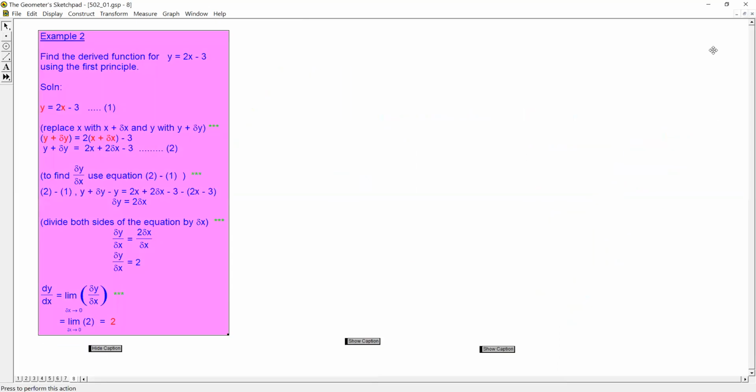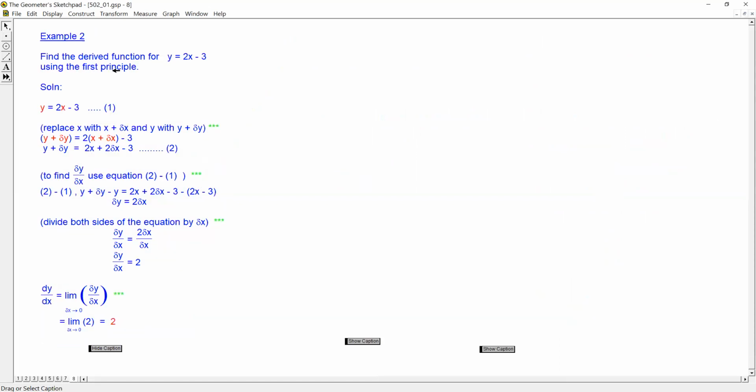Okay, so what is this problem? This problem is: find the derived function for y equals 2x minus 3. Now the problem is different from just now. So I copy this down and call it equation 1: y equals 2x minus 3.